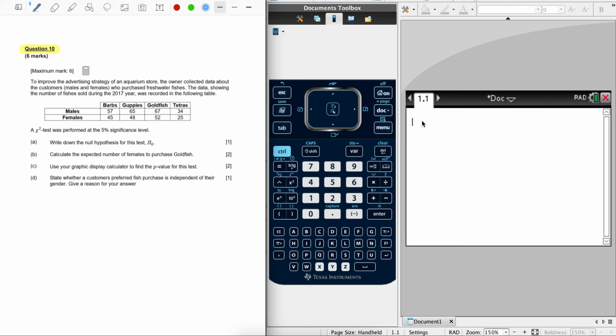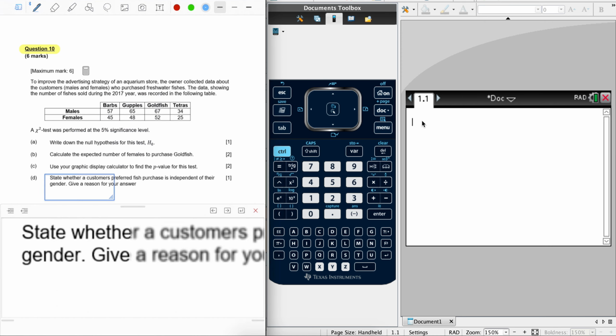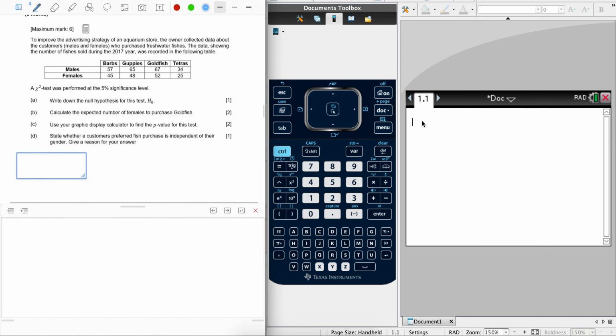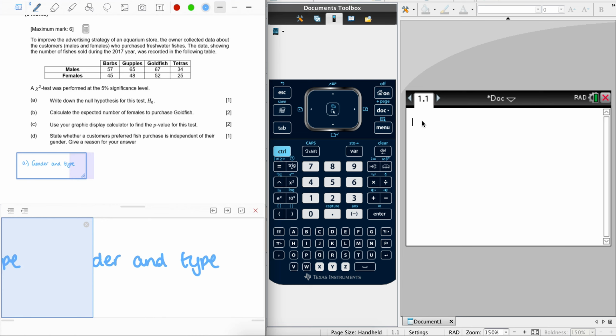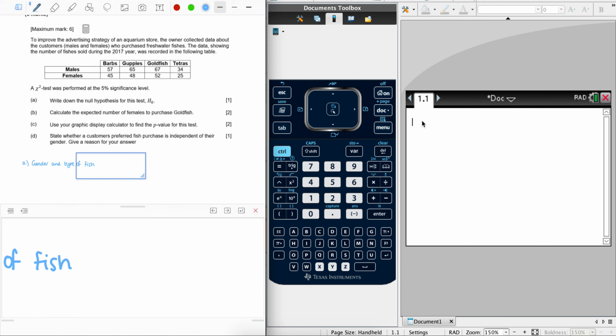Okay, question 10 is on chi-squared. So they're asking you, first of all, to write down the null hypothesis for the test. So the null hypothesis is where they are independent. So you're going to write down that the gender and the type of fish that they buy is independent of one another. So gender and type of fish, or freshwater fish, is independent.